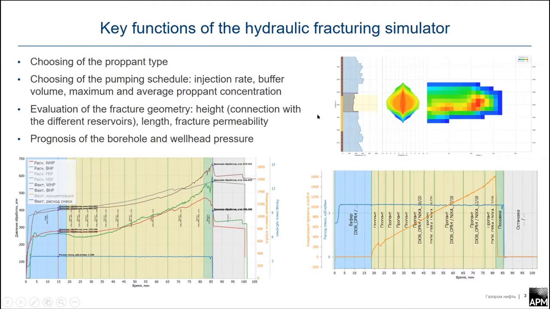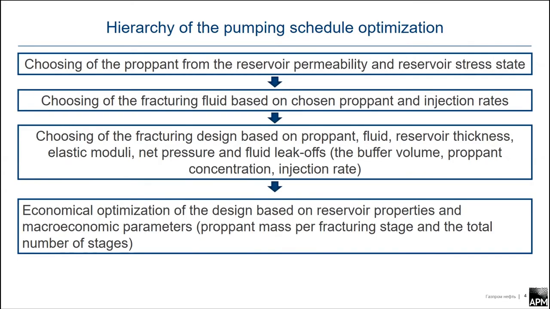And the last but not least is prognosis of the borehole and wellhead pressures, for example, this graph. It's important because you always have technological limits, and you need to predict your borehole and wellhead pressure to avoid the critical points and to avoid the technical limits. So, let's talk about the main idea of choosing the design, and at which stages we will need some basics of mathematical modeling.